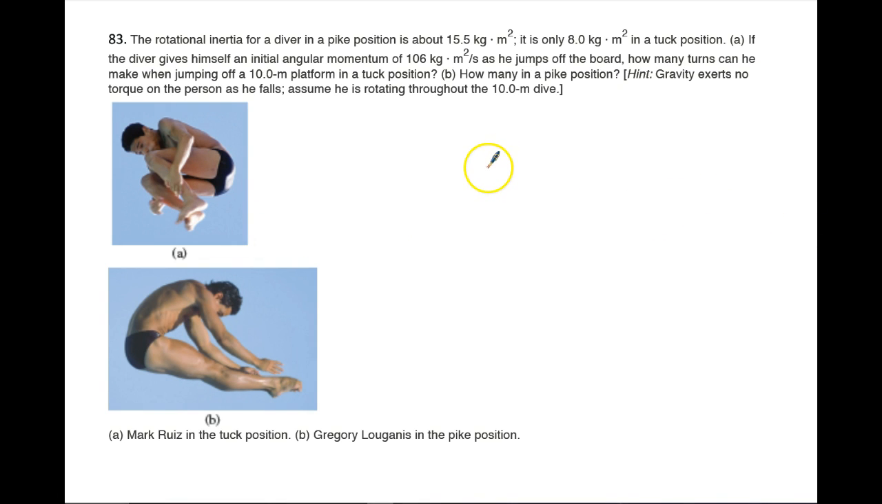And they want us to go through, and it says if the diver gives himself an initial angular momentum of 106 as he jumps off the board, how many turns can he make when jumping off a 10-meter platform in a tuck position? The very first thing we need to do for this one is figure out the amount of time it takes for him to go from the 10 meters all the way down to the ground.